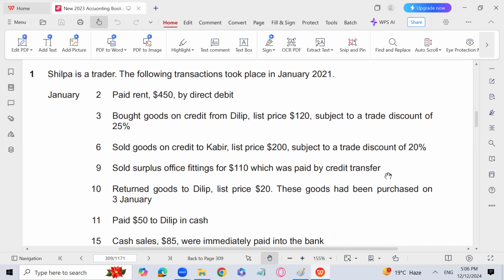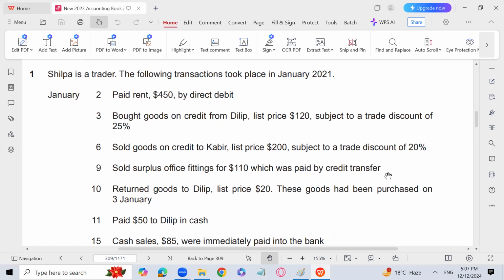Bought goods on credit from Dilip, list price 120, subject to a trade discount of 25%. Trade discount is a discount which is given on list price, and it is not shown anywhere in the books. Rather, it is subtracted from the total amount. So I will take 25% of 120, which comes to 30, and I will pass the entry purchases debit and Dilip credit, because I have purchased the goods on credit. Whenever goods are purchased, we debit purchases, and Dilip is our trade payable, an increase in liability, so credit. But the amount is 90, because the trade discount of 30 will be subtracted and will not be shown anywhere. So this entry on January 2 will not go in the cash book, it will go in the purchases journal.